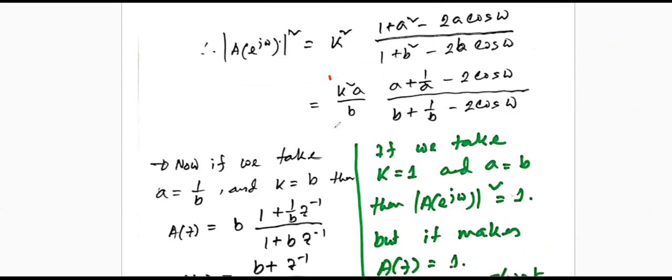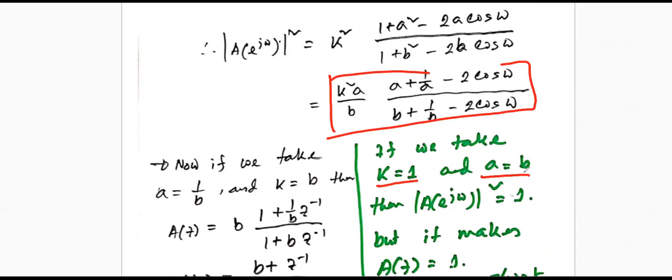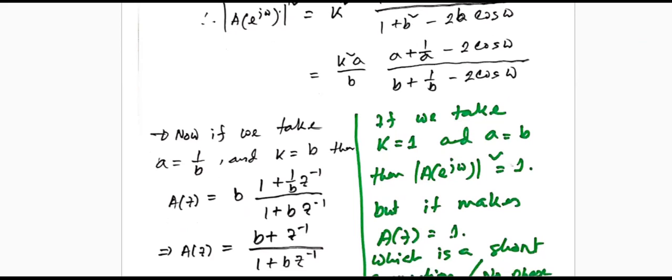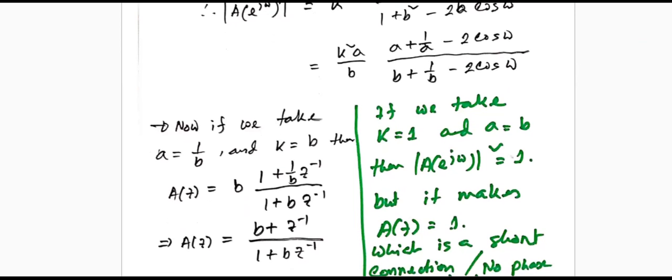So in this equation, if we let K equal to 1 and A equal to B, that will not help us to design the all pass filter. Yes, it will satisfy that the magnitude is 1. However, what about the phase? The phase will not be controlled by this condition.